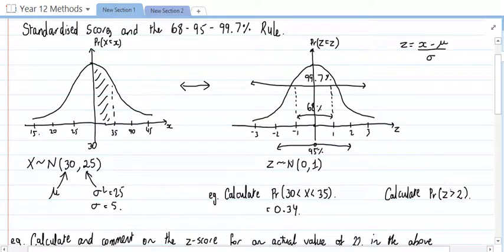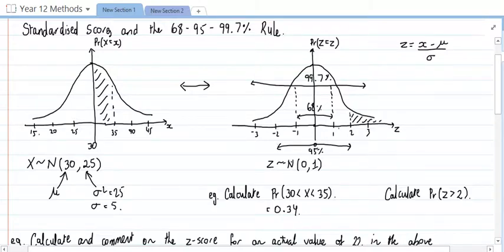Secondly, calculate the probability that z is greater than 2. So, looking at my z distribution, here's 2 here. So I'm looking for the part where z is greater than that. So all that section out there going on forever. Well, I'm going to use the fact that I know that 2 standard deviations will give 95% of all scores. That means that there's 5% left over. So I'll have 2.5% out this end and 2.5% out the other end.